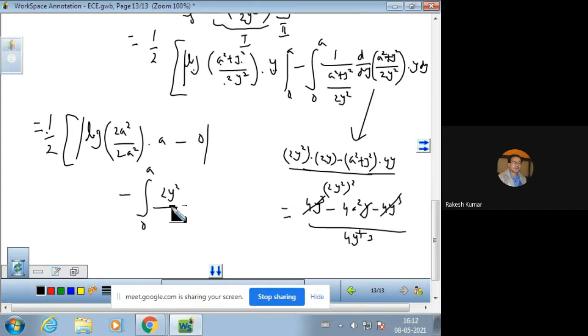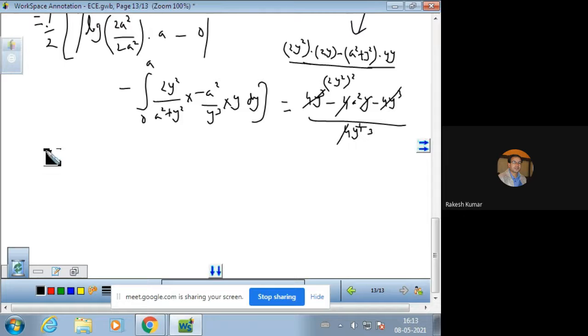And here you will have 0 to a, ये जो डिनोमिनेटर से ऊपर चला जाएगा, so it will become 2y square upon a square plus y square into इसका डेरिवेटिव है, that is minus 4a square over 4 can also be cancelled, so you can remove 4 here. So ultimately you will have minus a square over y cube into this y is there, that is the dy. Now you see 1/2, 2a square cancel. So log of 1 is always 0.